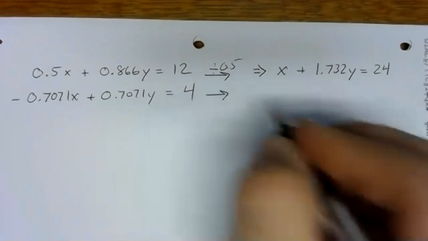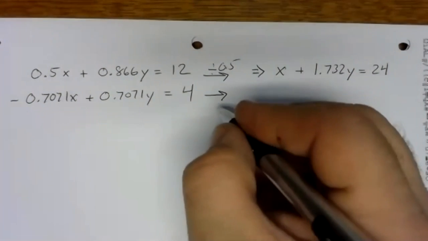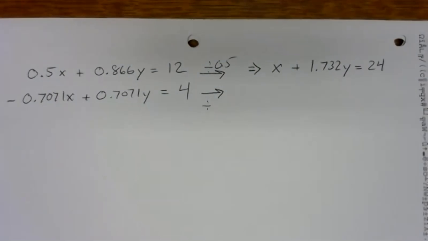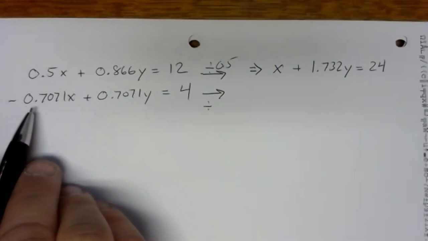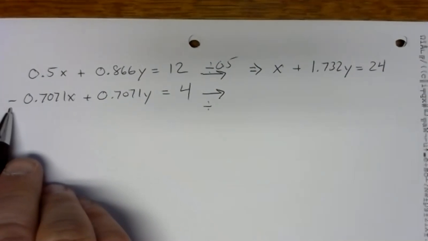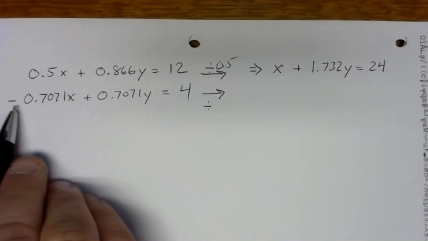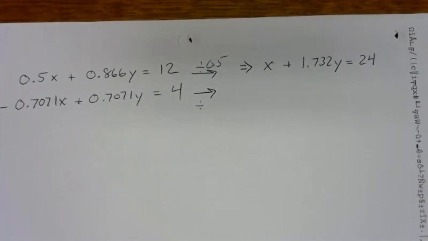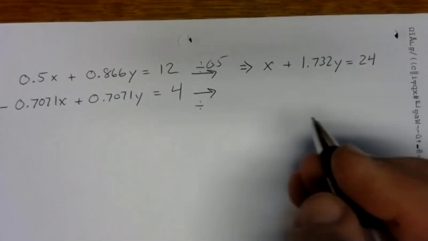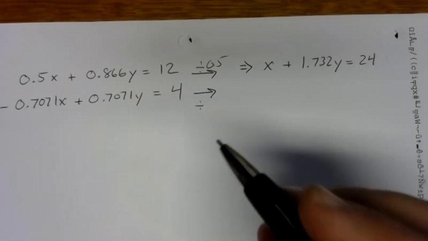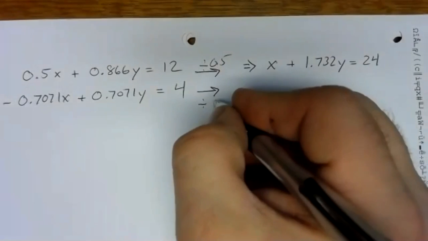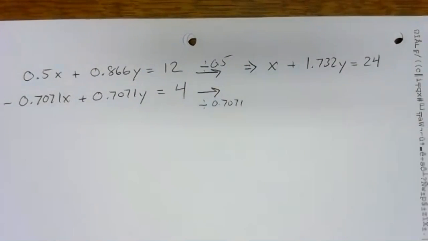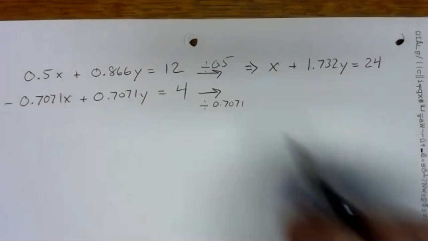For the second equation, I'm going to divide the equation through by the coefficient of x. So I have 0.7071. I'm going to leave the negative. I don't want to divide through by a negative because I want that built-in sign difference. All right, so I'm going to divide through the second equation by the coefficient of x. So I'm going to divide each term by 0.7071.